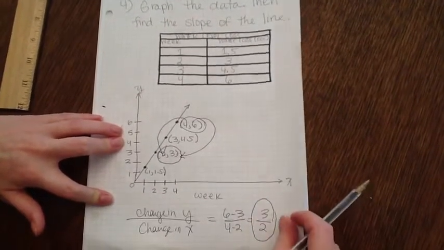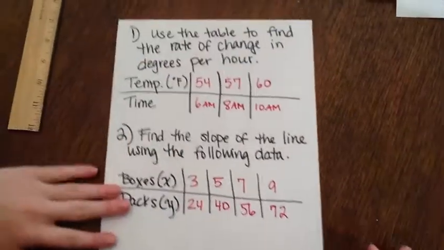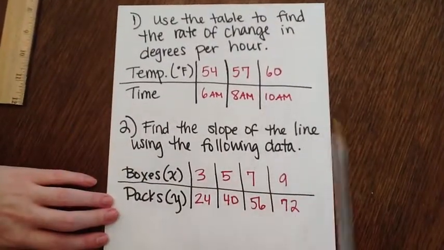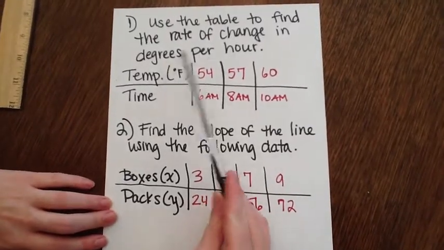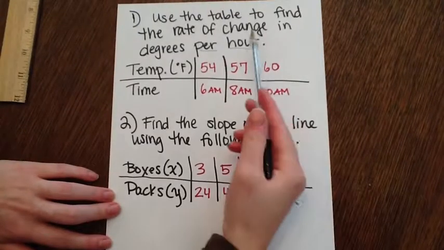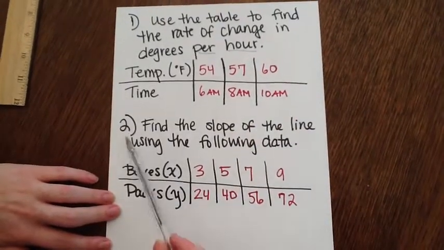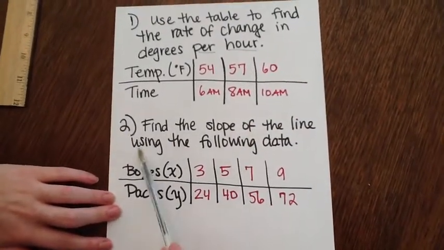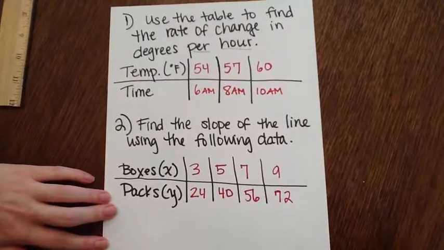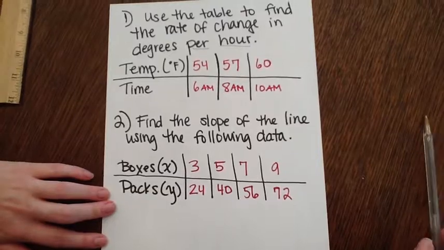Alright, let's go ahead and look at the on your own problems. Here you have 2 problems to do for me. First of all, you're going to have to use this table of information to find the rate of change in degrees per hour. So when it says per hour, remember the rate of change is a unit rate. Number 2, find the slope of the line using the following data. So you're going to look at this data and go ahead and find the slope and make sure it's in simplest form. Alright, good luck. We'll see what you get tomorrow.